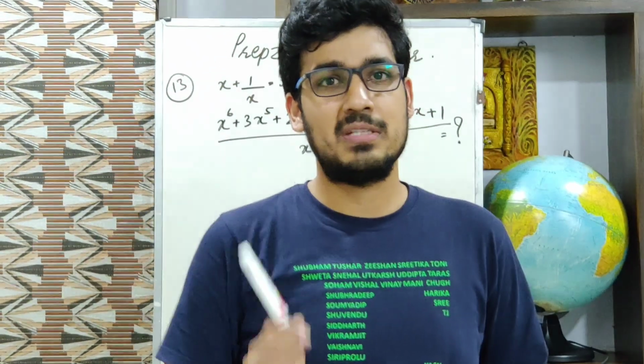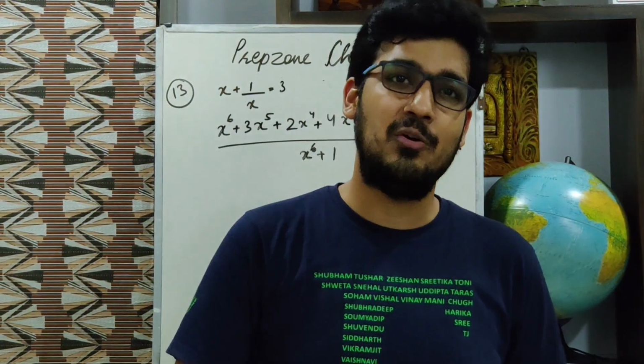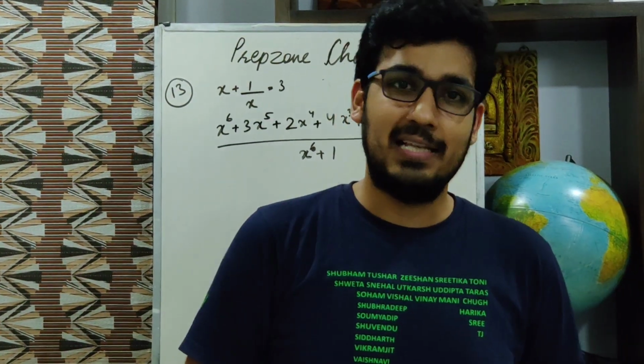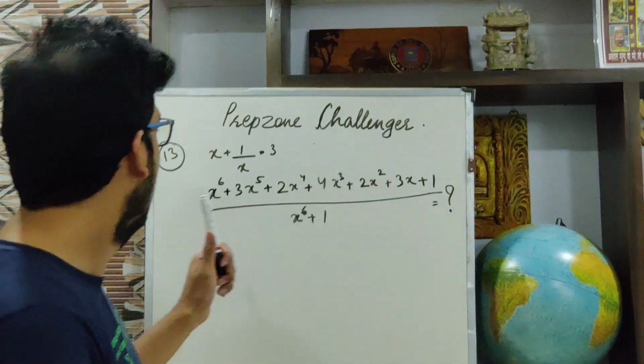So today we are going to do question number 13, which is again from the same topic, algebra. 13, I know it looks like a very unlucky number, but let's see how many of you can turn this unlucky number into your lucky one. So let's very quickly move on to question number 13.